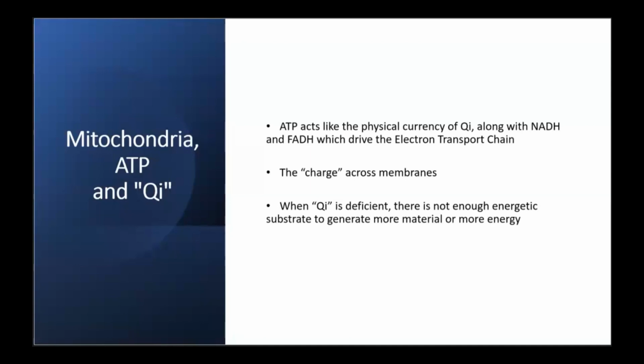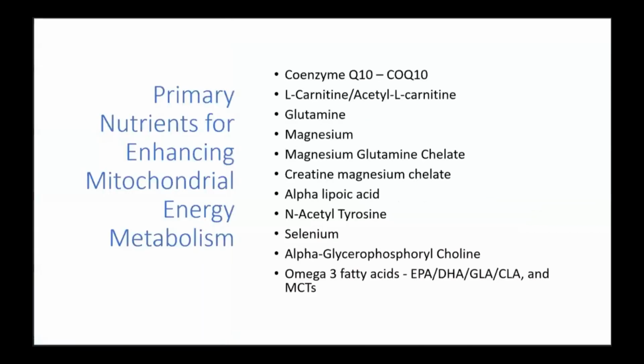So the charge across the membranes, that proton gradient, holding energetic magnetic energy between spaces to allow for gradients to happen. Part of that to me is a Qi-related concept. And when Qi is deficient, there's not enough energetic substrate to make more material or more energy. So you get into that cycle again. You have to have some Qi to be able to break things down to make energy and make Qi again. So you have to have something to work with to start with. Herbs are great at giving us that material. So are nutrients. What are some of the primary nutrients for enhancing mitochondrial energy metabolism?